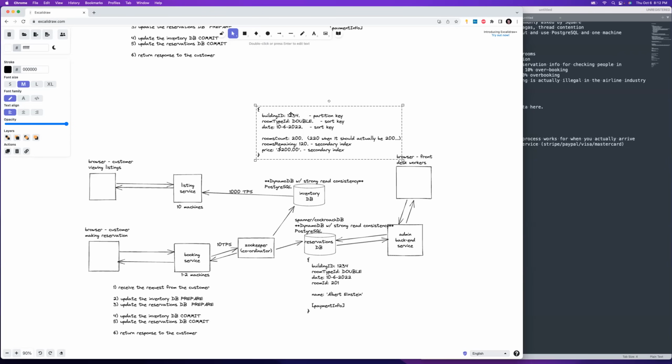So I think in this case, it's not so imbalanced with the different buildings that your hot partition issue is actually going to result in some really nasty latency on one specific machine. So you can just eat it.